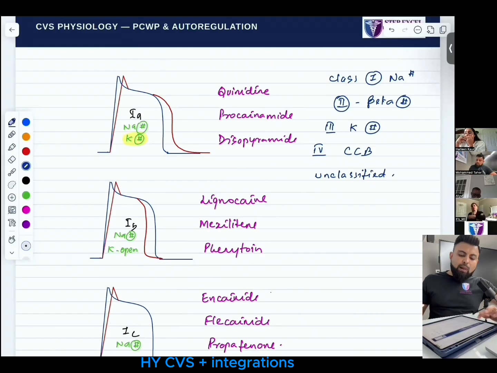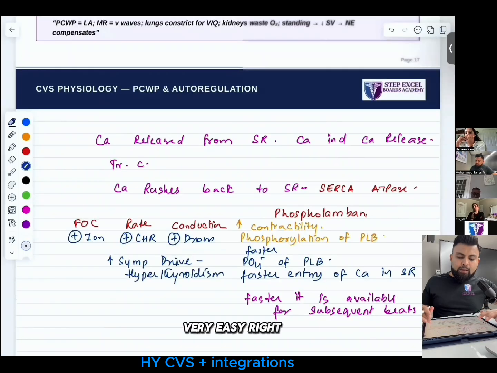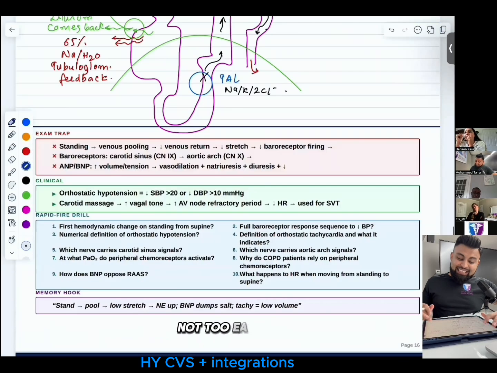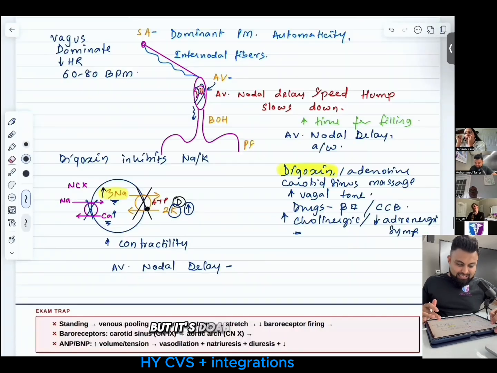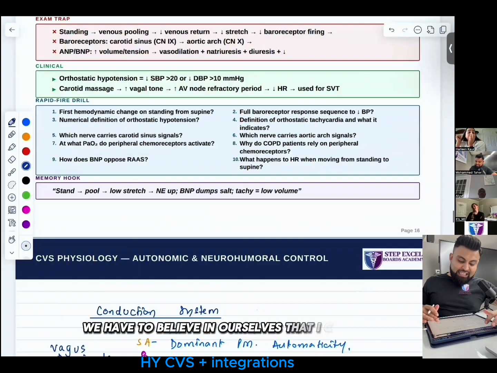Clear, everybody? Yes. You guys will revise this all? Yes. Very easy, right? Not too easy, but doable. That's what we want. We have to believe in ourselves that I can do it.